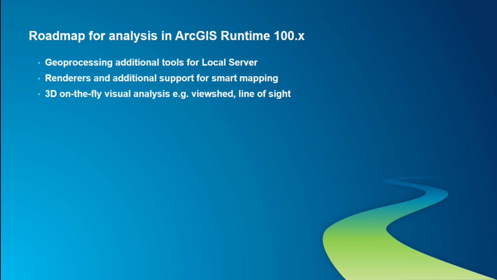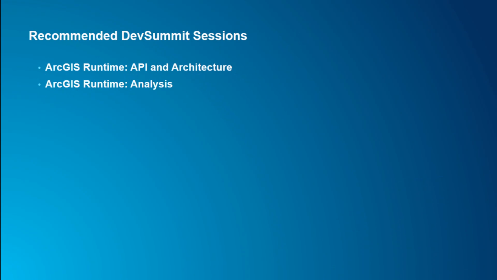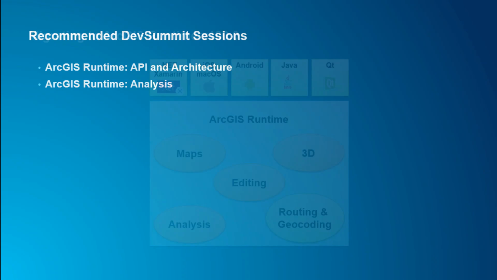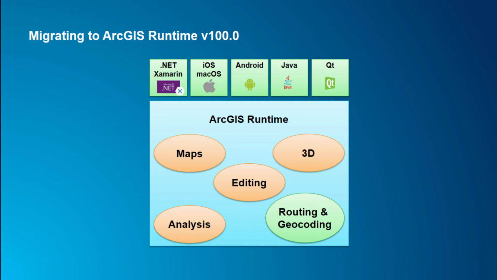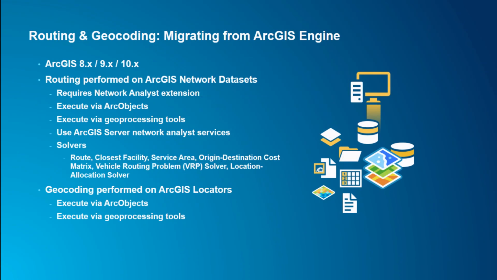And we're also investigating 3D operations, on-the-fly visual analysis such as viewshed and line of sight, so very fast on-the-fly visual analysis, particularly in 3D workflows. So we have an analysis session later in the week on the ArcGIS Runtime that I would recommend attending if that's one of your workflows for migrating. So we're moving through that core set of functionality down to routing and geocoding.